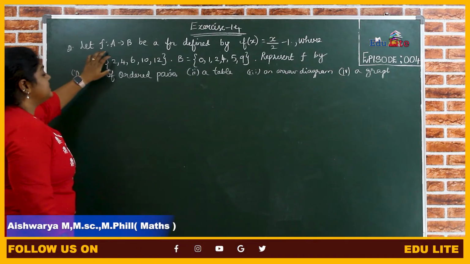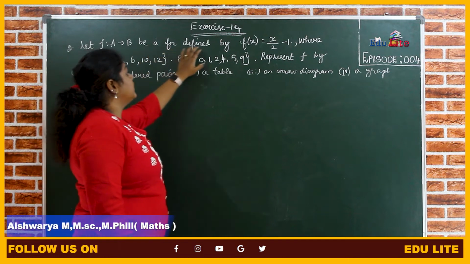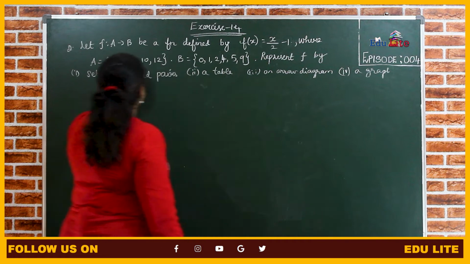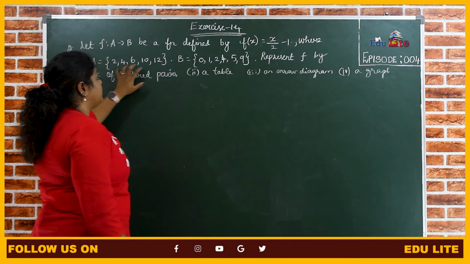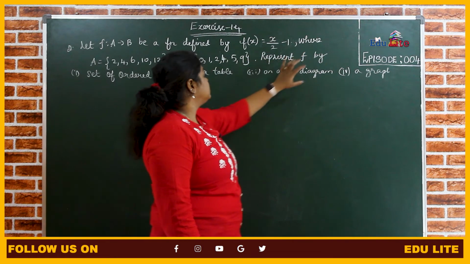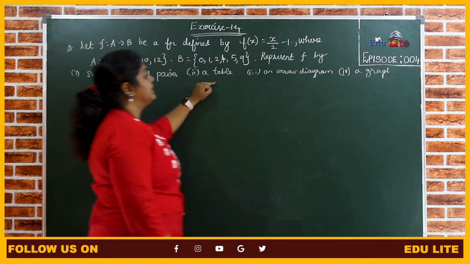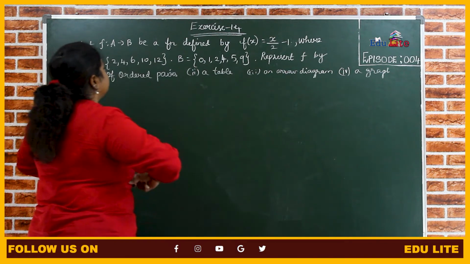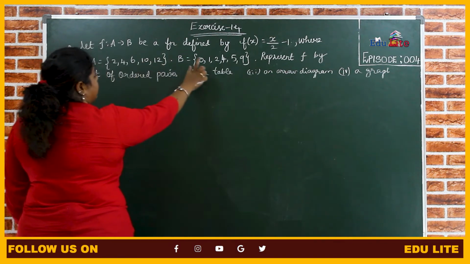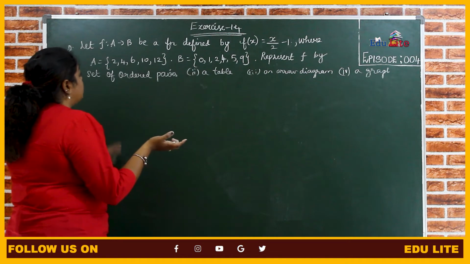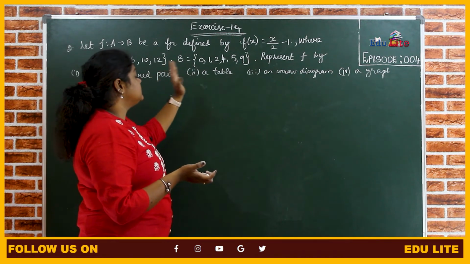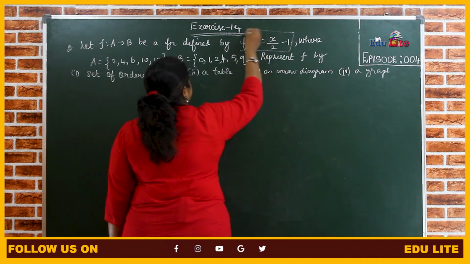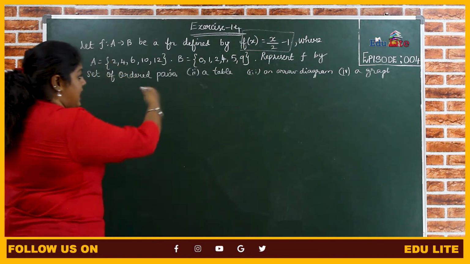The second problem is: f is a mapping from A to B, a function defined by f of x equals x by 2 minus 1, where A is given with a set of values. We have to represent f by a set of ordered pairs, a table, an arrow diagram and a graph. We will do it one by one. We are given a set of values A and B, but we don't know for what value of A it is mapped to what value of B. For that we can use this function. We will find out, then we will represent f as such.